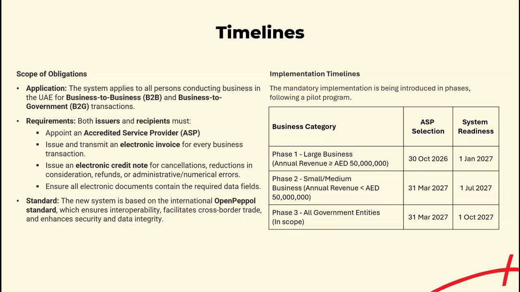The second phase will come for those having less than 50 million turnover, either 49 million or even lower than that. ASP selection will be before 31st March 2027. They need to do the ASP selection, and for system readiness, they will start invoicing from 1st July. In phase two, all the companies will be considered for e-invoicing. Phase three is only for government entities, who similarly have until 31st March. They have to select an ASP, and then they have to start on 1st October.